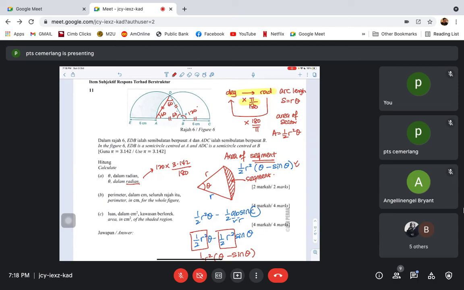So the answer over here is 2.095 radian, right? So that's your answer for question A. What are 2 marks on this? Okay, 2 marks means it's quite easy. This one 1 mark here and the final answer is 1 mark. That's it. Sometimes the question only gives 1 mark.